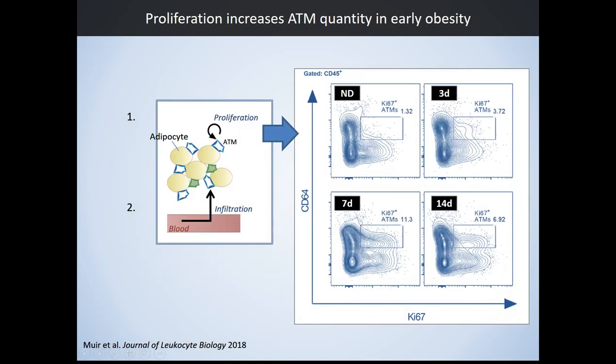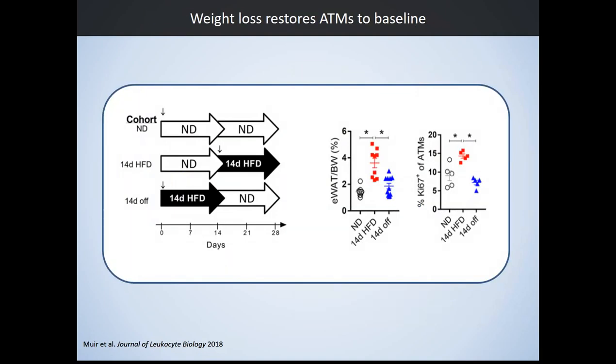Okay, so one of the things we wanted to know: how plastic is this? When we hit this with the hammer of the 60% high-fat diet, will it revert when the tissue contracts again with weight loss? And so we had three sets of mice here.